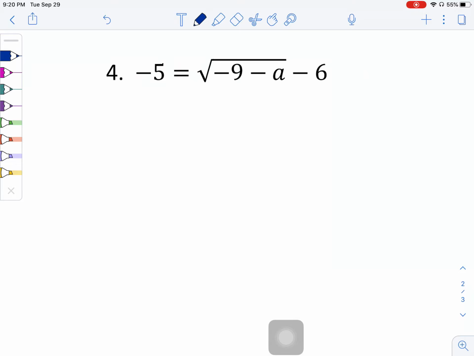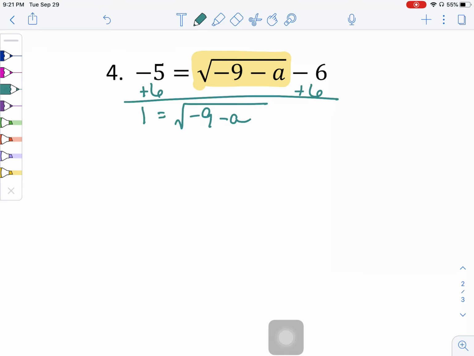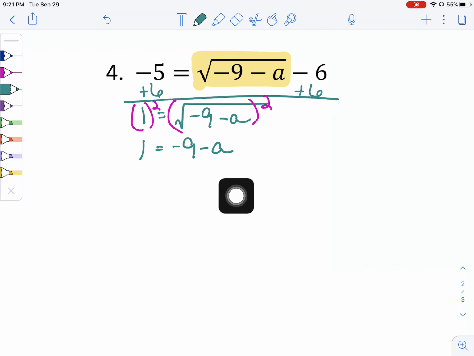A lot of negative signs. So let's see. I want to get this root isolated. So I'm going to go ahead and add 6 to both sides. So this is going to give me 1 is equal to the square root of negative 9 minus a. Because I now have the root isolated, I'm going to go ahead and square both sides. 1 squared is 1, so negative 9 minus a. Let's see what we got here. I'm going to go ahead and slide this a over and move the 1 over. So a is equal to negative 10.